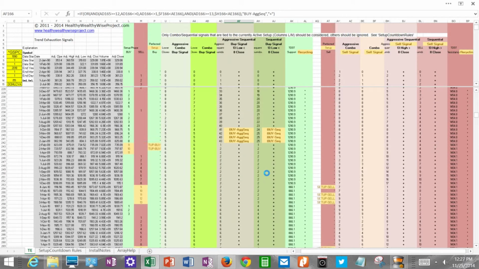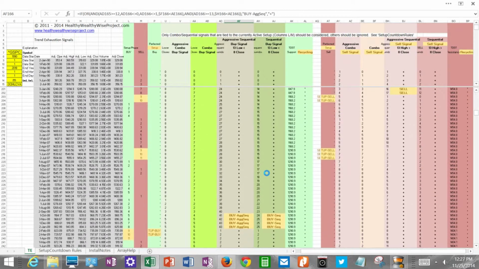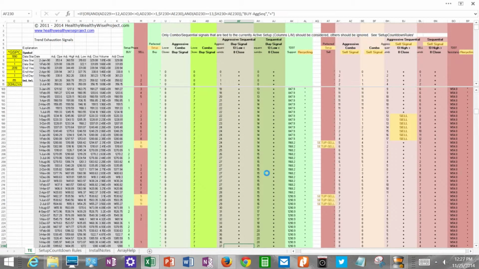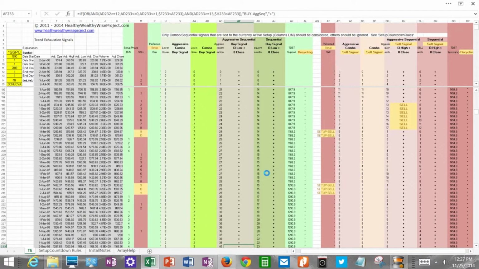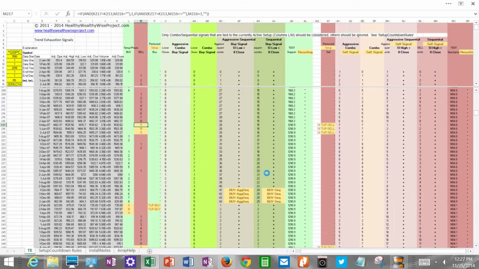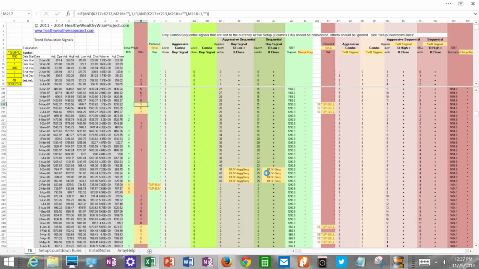We had a bull market that continued, and May of 2007, right here, we had a perfected sell that was, again, a great time to exit the market at 1530 on the S&P.